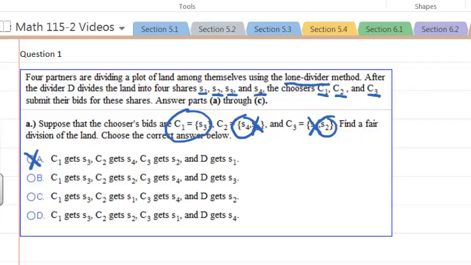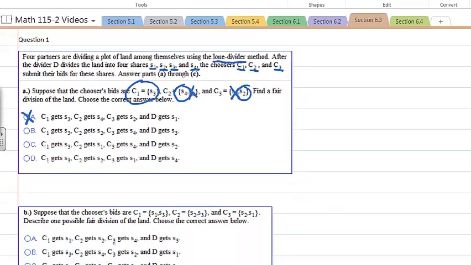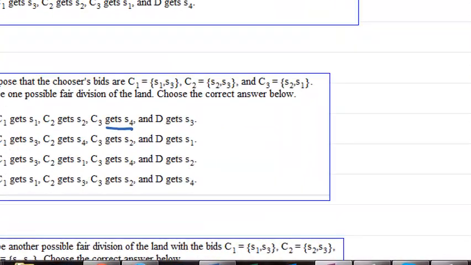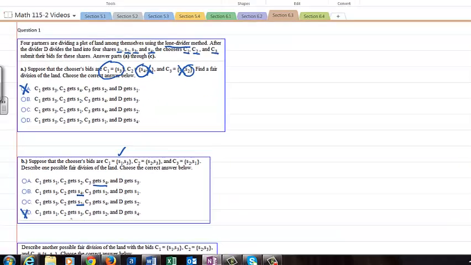Option A does not work because C3 does not want S4. Option B does not work because C2 does not want S4. Option C does not work because chooser 2 does not want S1. Option D does work for everyone. Chooser 1 gets S1, chooser 2 gets S3, chooser 3 gets S2, and the divider gets the one that's left, S4.